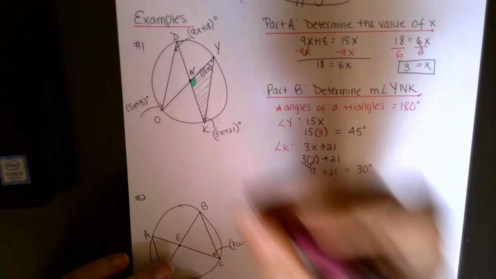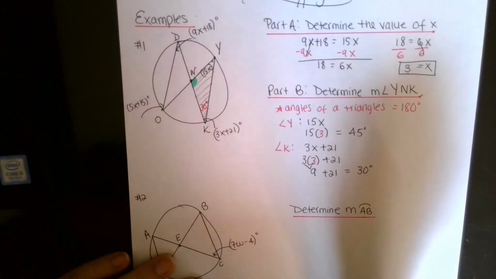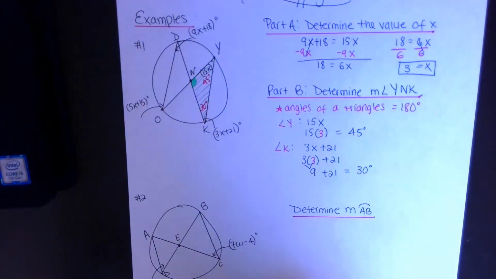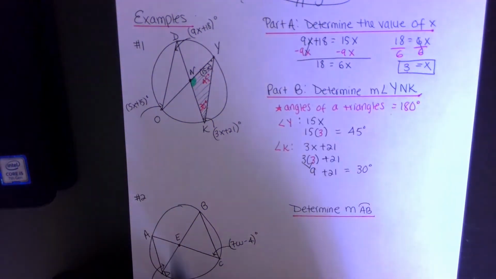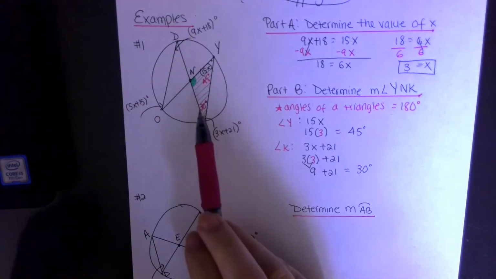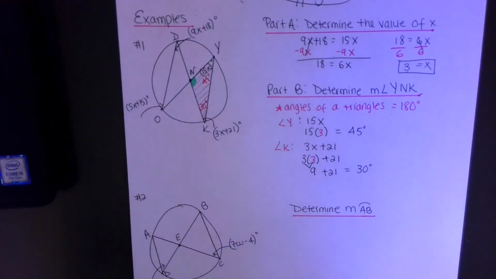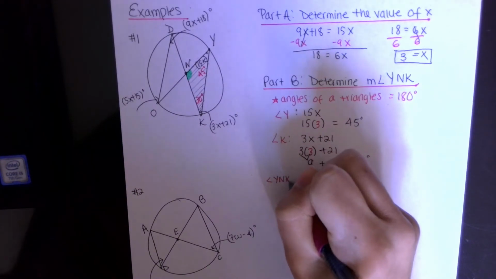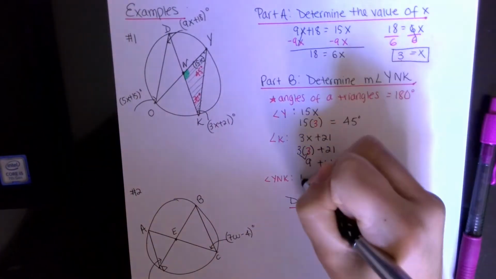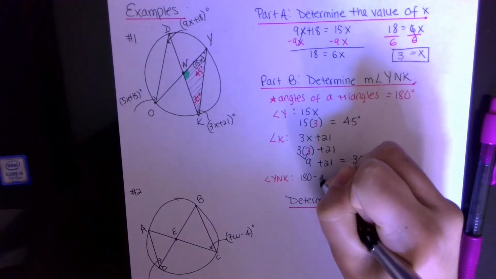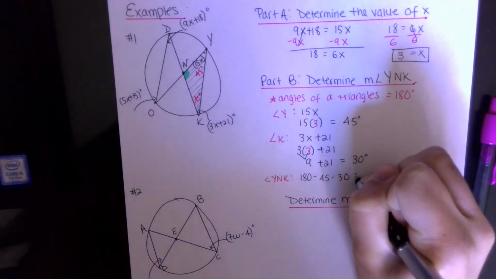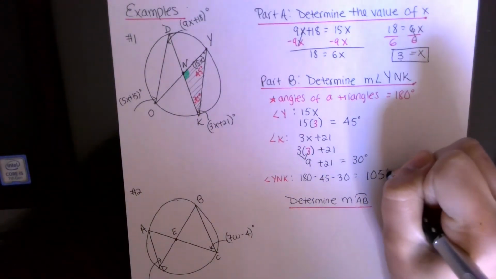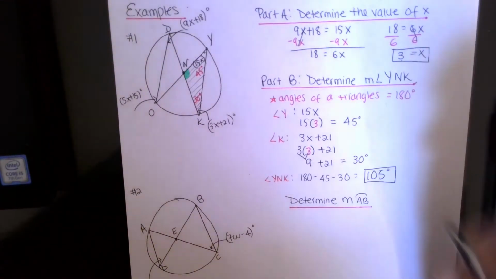So now I know this is 30, and this one was 45. If a triangle has to add up to 180, all you're going to do is 180 subtract 45 and 30, and that's going to be your angle Y. So for angle Y, we're going to do 180 minus 45 minus 30, and that will give us our angle, which is going to be 105 degrees when you subtract all those.